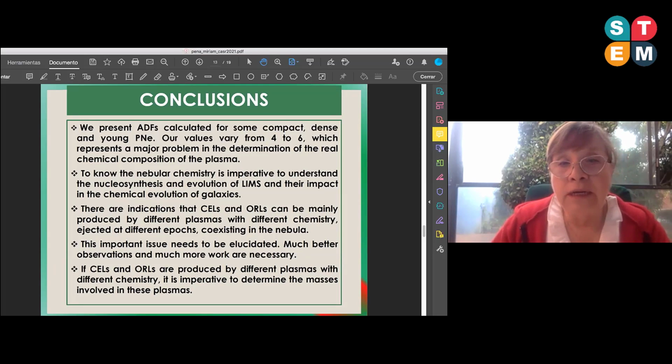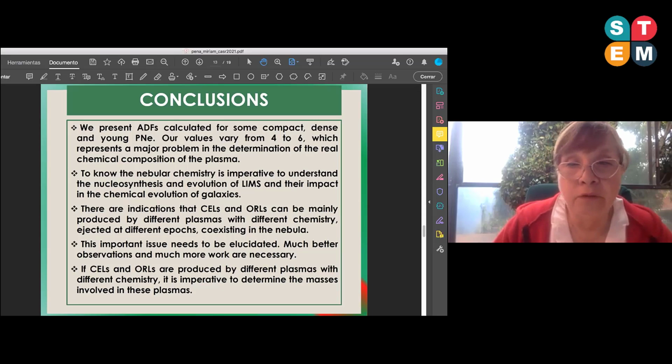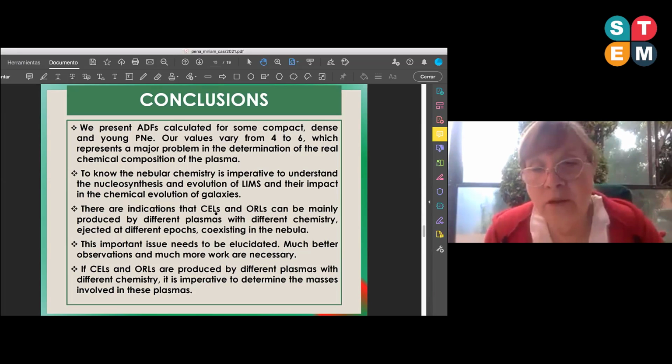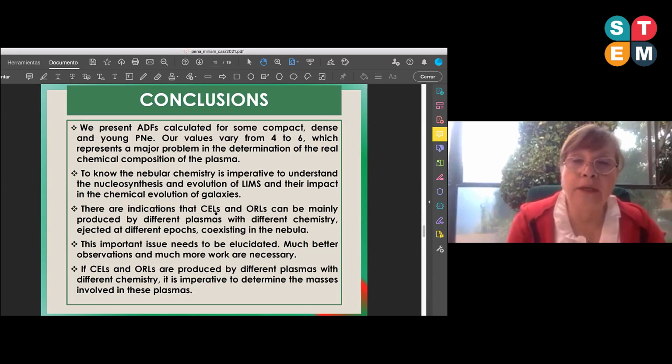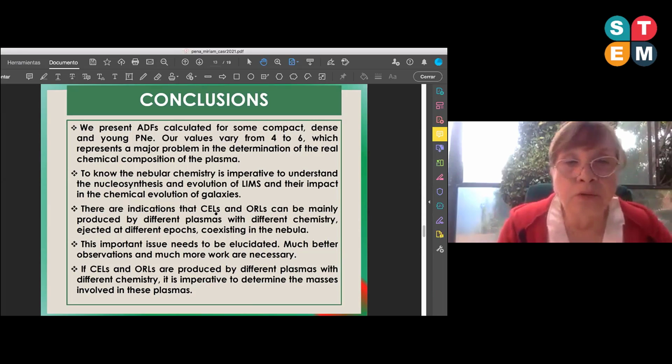To know the nebular chemistry is imperative to understand the nucleosynthesis and evolution of the central star and their impact on the chemical evolution of galaxies. There are indications that collisionally excited lines and optical recombination lines can be mainly produced by different plasmas with different chemistry, ejected at different epochs by the central star and coexisting in the nebula. It is very important to elucidate this issue. Then much better observations and much more work are necessary. We need to work harder.